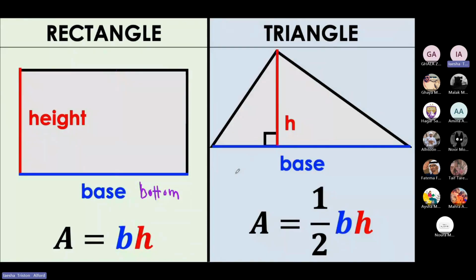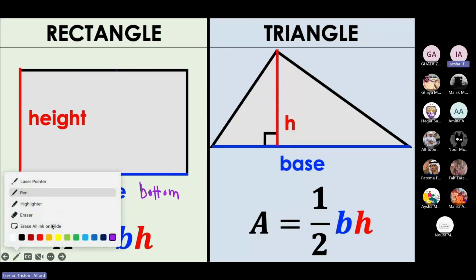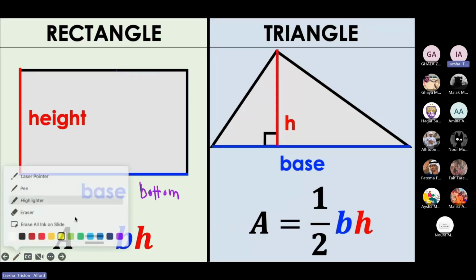The second thing that you should know about the rectangle and the triangle is how to find the area. Remember, we said area is multiply. So for the rectangle, it is base multiplied by the height, b times h. The triangle is 1/2 base times the height. Why is the triangle 1/2? Anybody remember what I said?